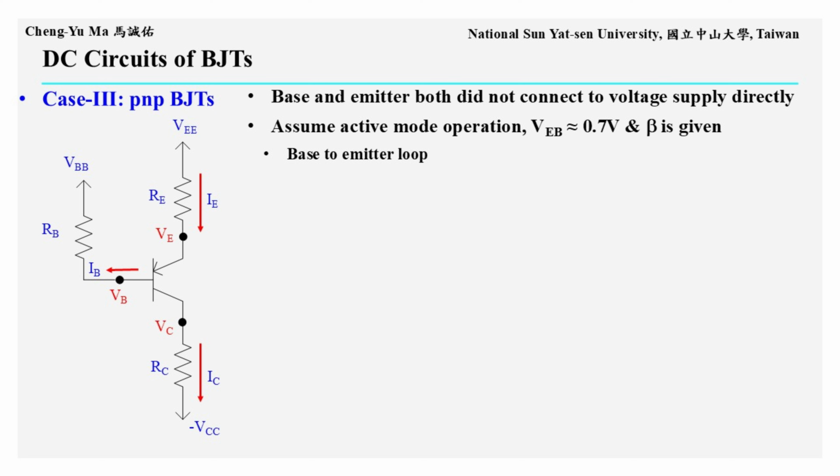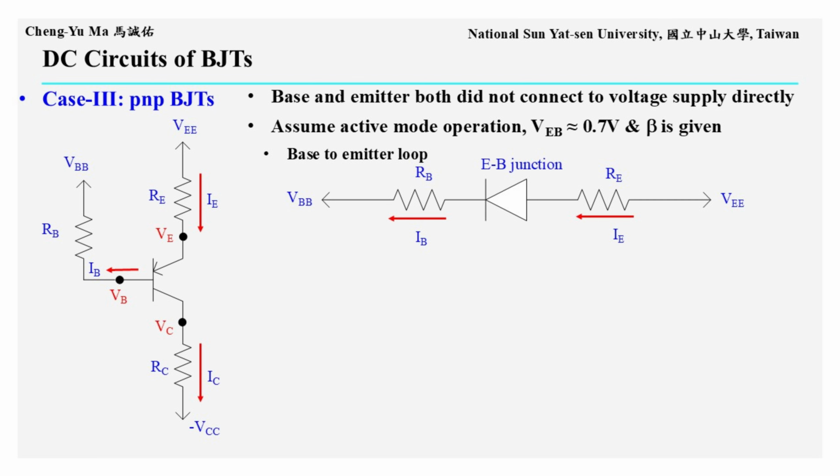After finishing the NPN version of case 3, we now consider the same circuit structure using a PNP BJT. We again assume active mode operation, so VEB is approximately 0.7 volts and beta is given. The analysis also begins with the current path from the base to the emitter.